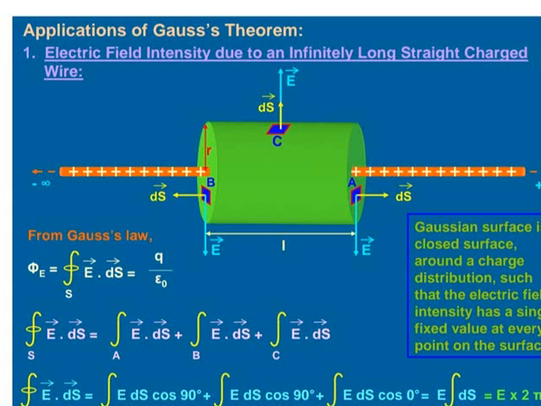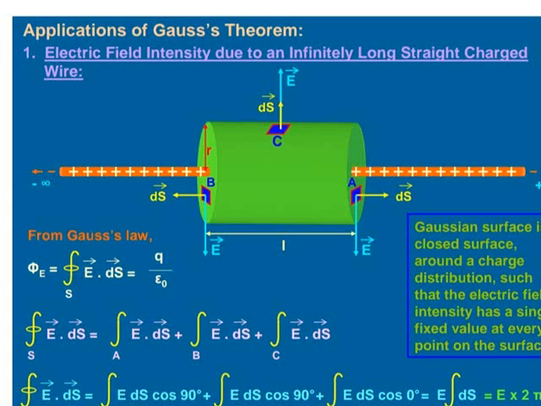For this, consider a thin, infinitely long straight wire having a uniform linear charge density lambda coulomb per meter. By symmetry, the electric field intensity E of the line charge is directed radially outwards because it consists of positive charge. The linear charge density lambda has the same magnitude at all points equidistant from the line charge.